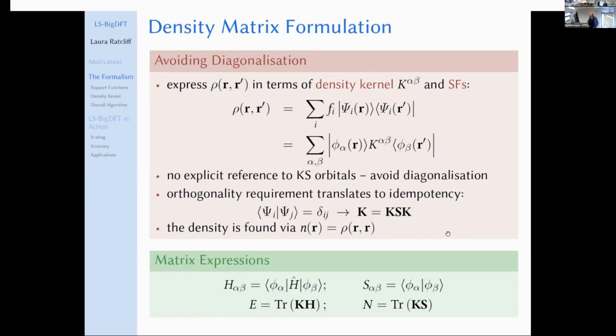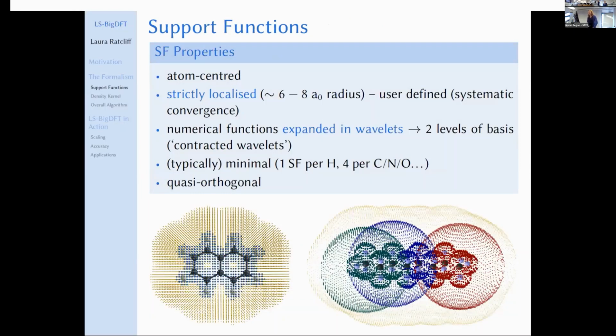So don't worry too much about the details, but the important thing to remember is that we really care about the support functions and the density kernel. Those are our two key ingredients for linear scaling BigDFT. So first, the support functions.